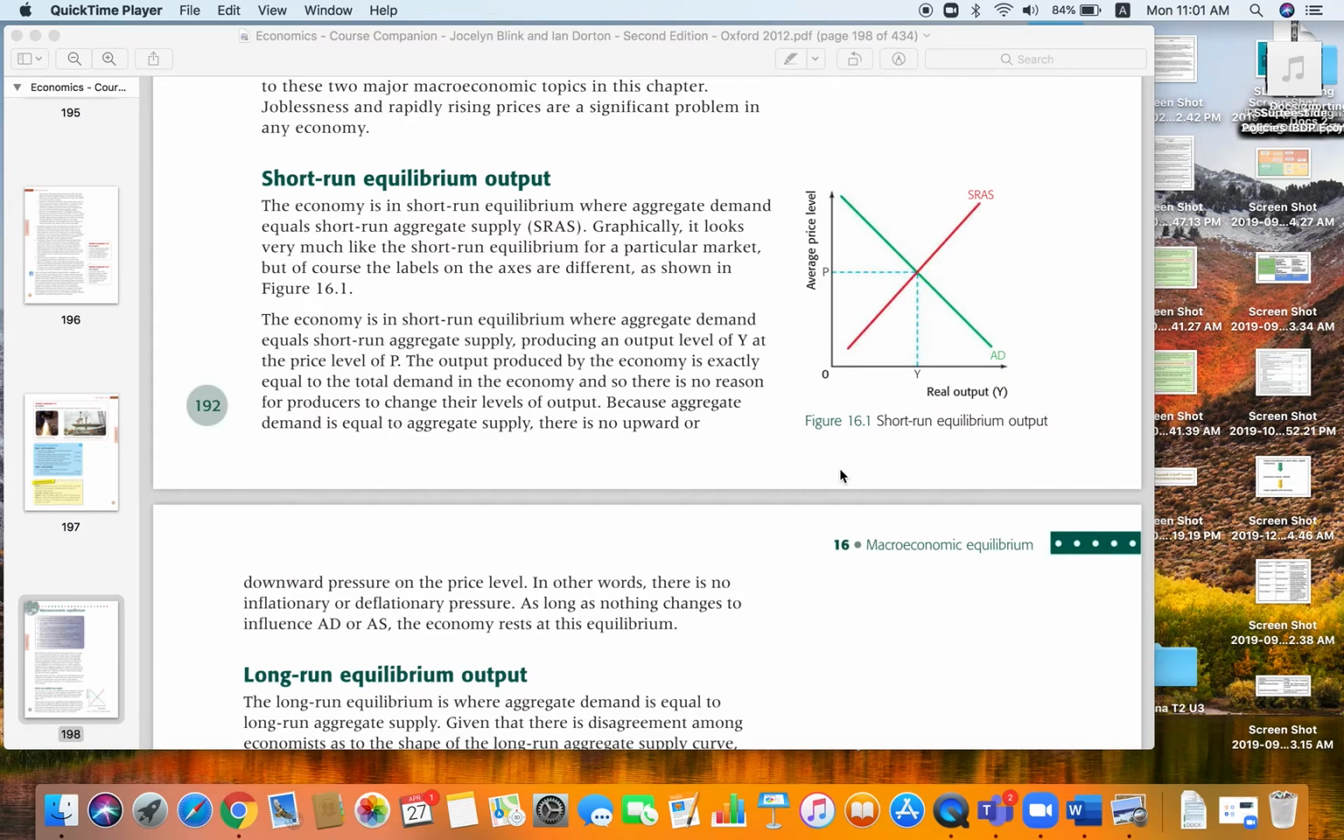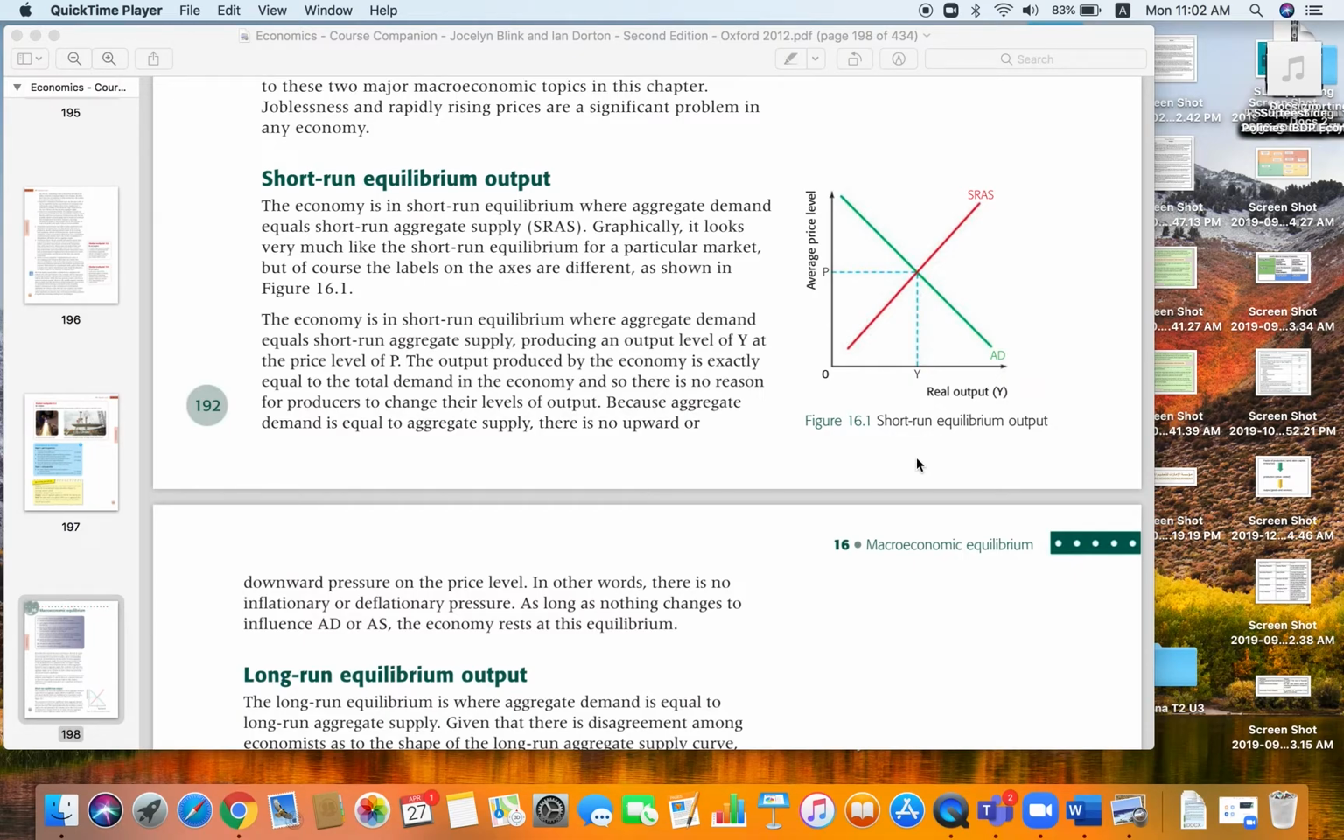So short run equilibrium output looks very similar to our microeconomic supply and demand curve. At equilibrium, it's where the short run aggregate supply meets the aggregate demand. So we would always produce this price and this amount of real output. So don't forget your labeling when it comes to macroeconomics. Instead of P and Q, you're going to have average price level and real output, or Y. And for your curves, short run aggregate supply and aggregate demand curve instead of S and D. So labeling is very important. Don't forget your labeling conventions.